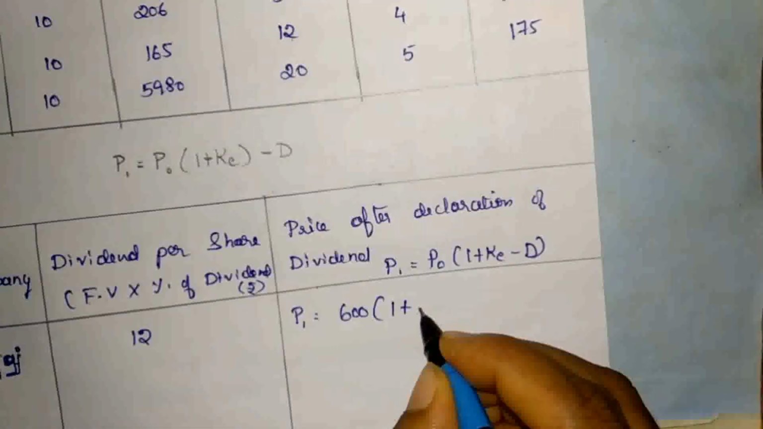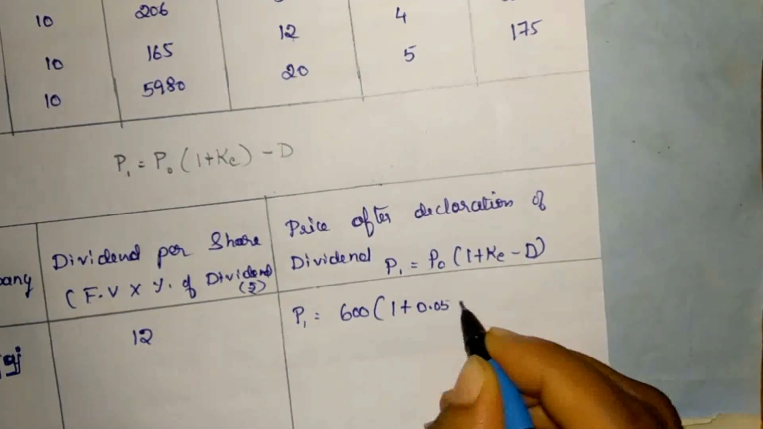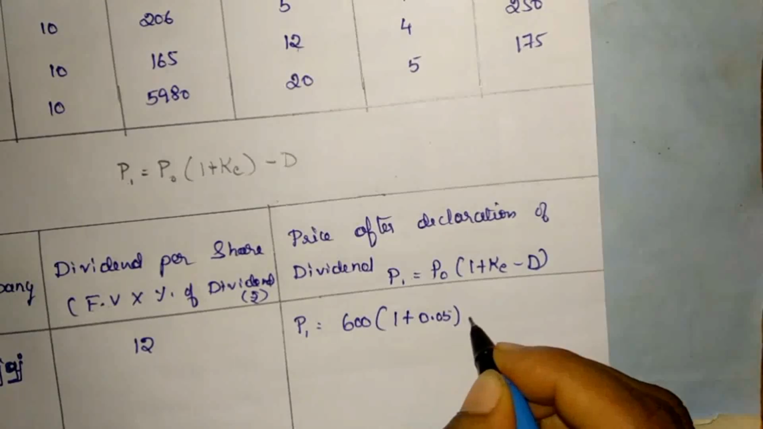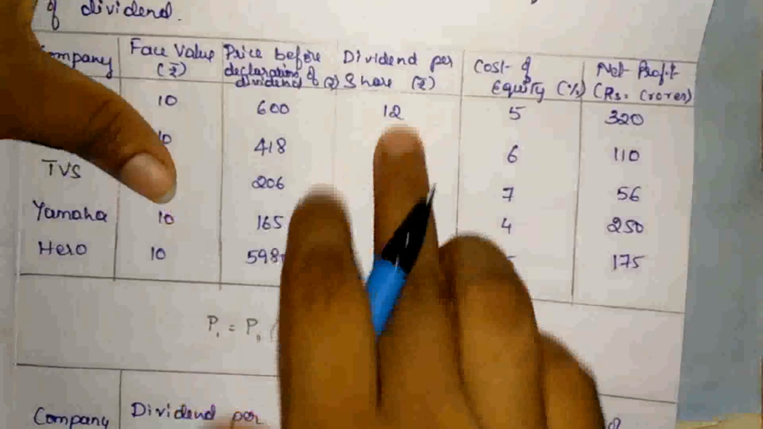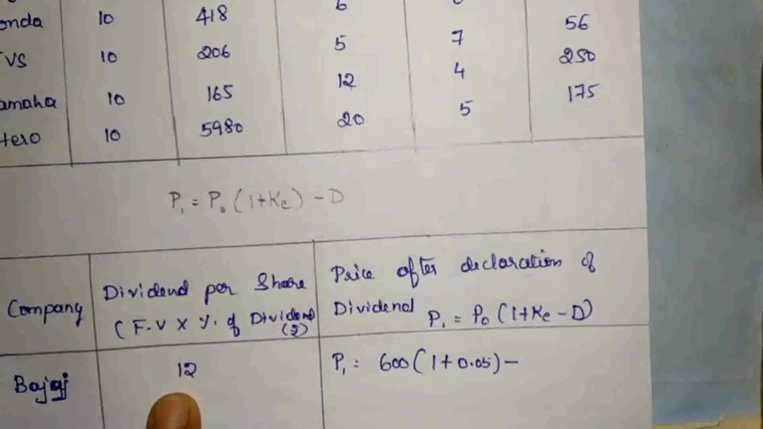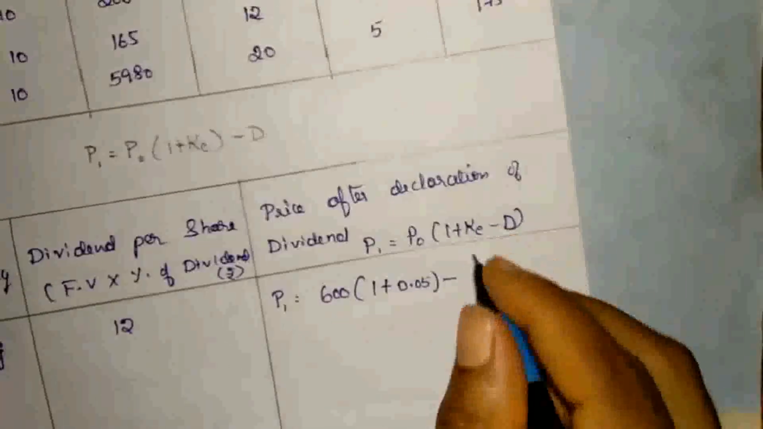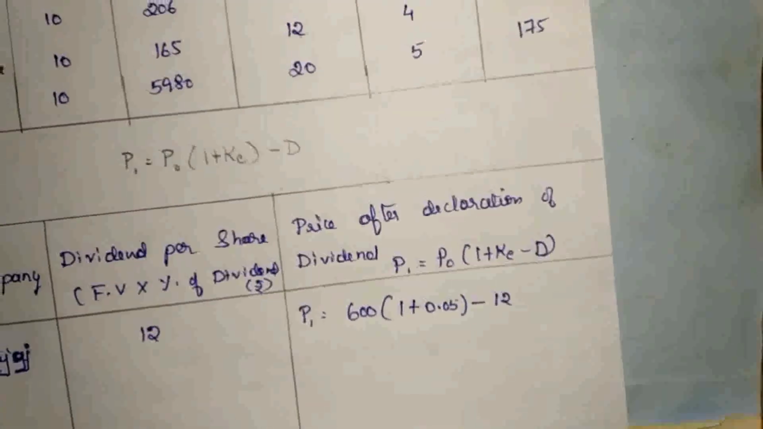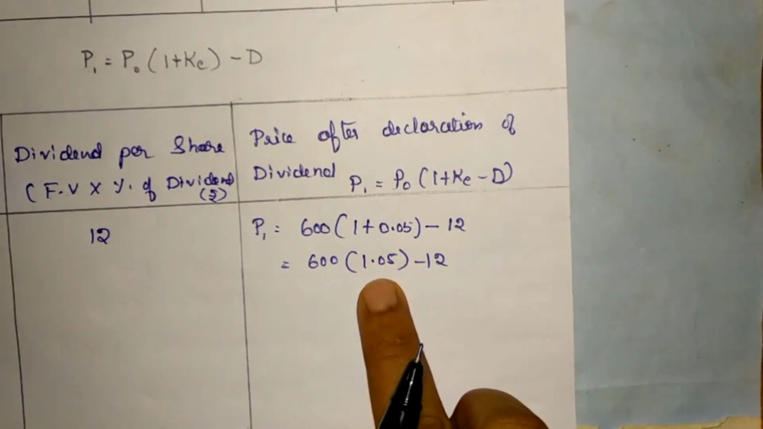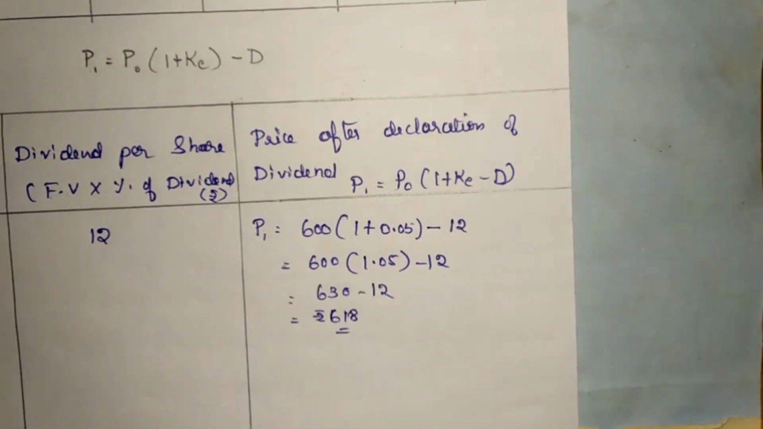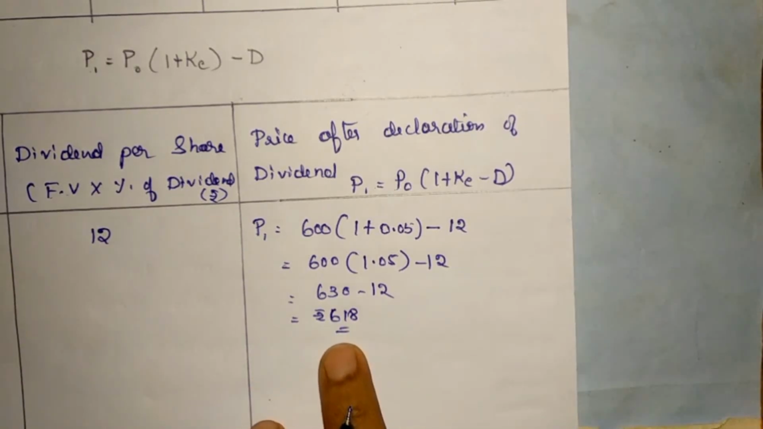5 by 100 means it is 0.05, minus D. D, the dividend per share, is given here and we wrote it here, and that is rupees 12. 1 plus 0.05 is 1.05. So the share price after declaration of dividend is rupees 618.